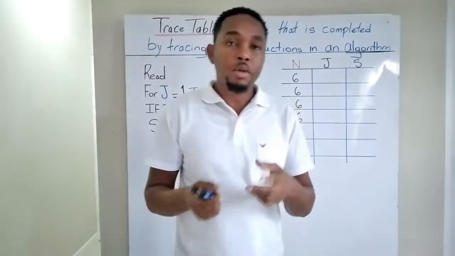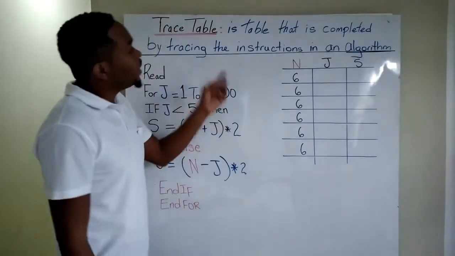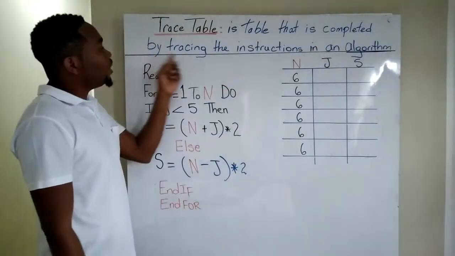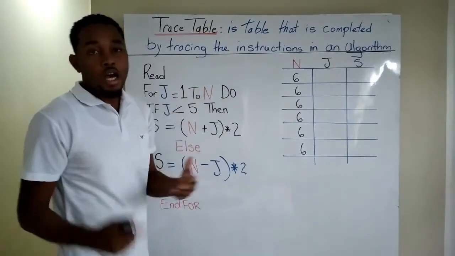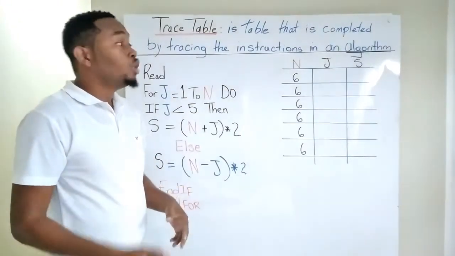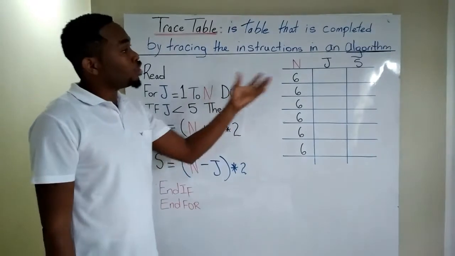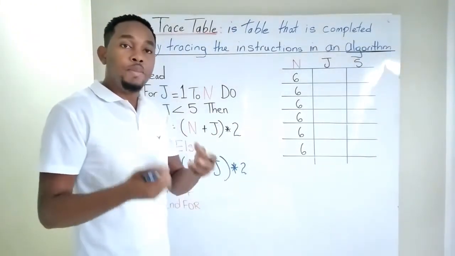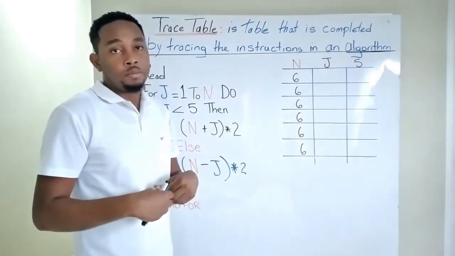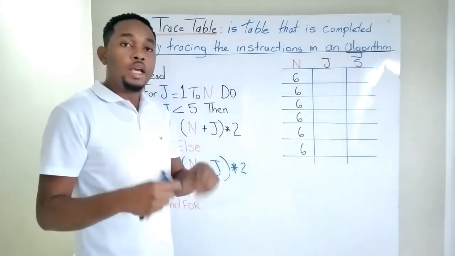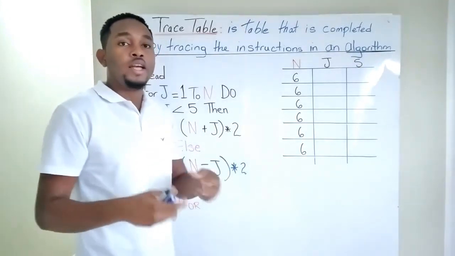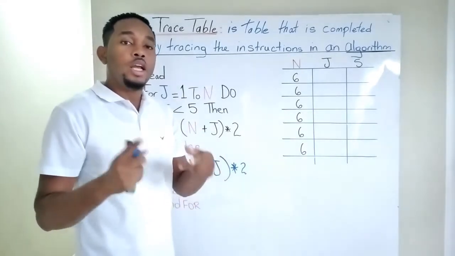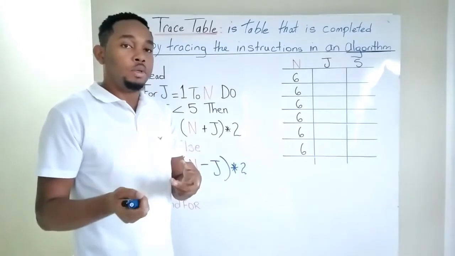A trace table is basically a table that is completed by tracing the instructions in an algorithm. You're going to trace the instructions that are inside the algorithm, based on given data. The given data will help you to solve that process, so we're looking at input data or test data that is going to help you complete the trace table.